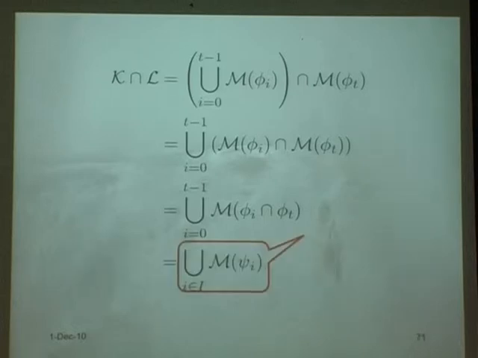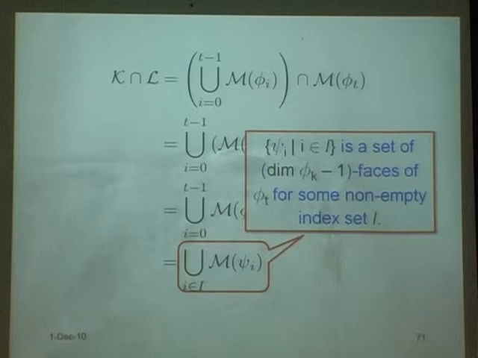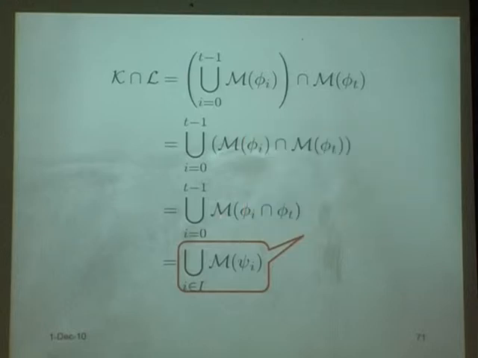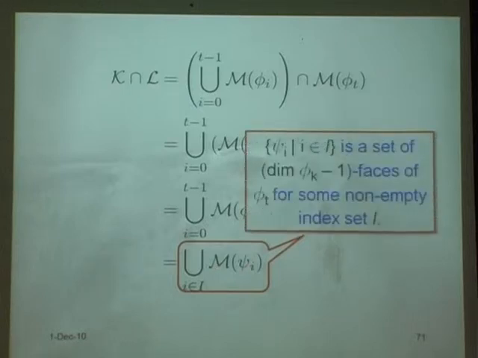So then the next thing that we do is look at the image of all these intersections. But because this is shellable, this is the same as m of psi of I, where psi of I are a set of maximal proper faces of phi of t. So remember, when we glue each simplex on, the intersection is some set of n minus 1 faces. And so this is the image of some collection of n minus 1 faces, for some non-empty index set.